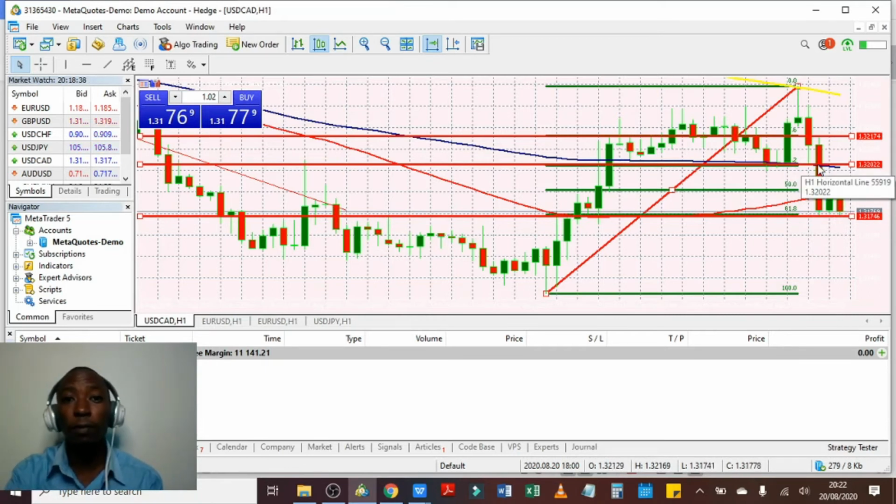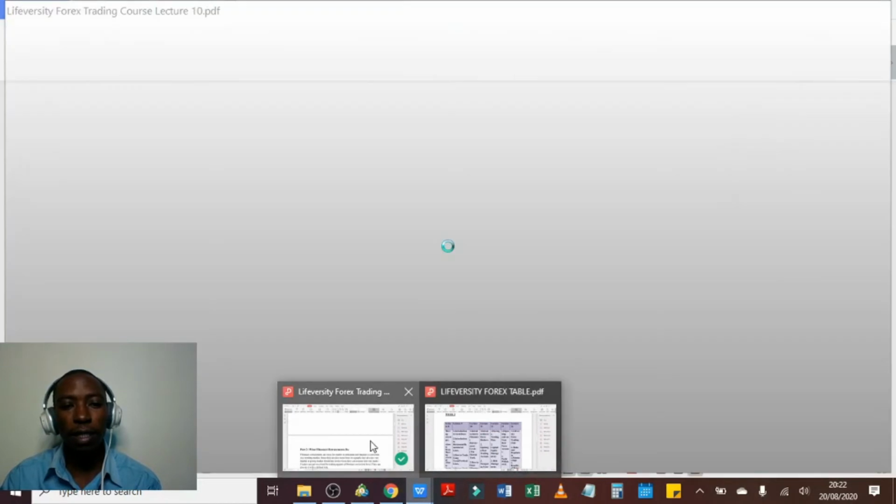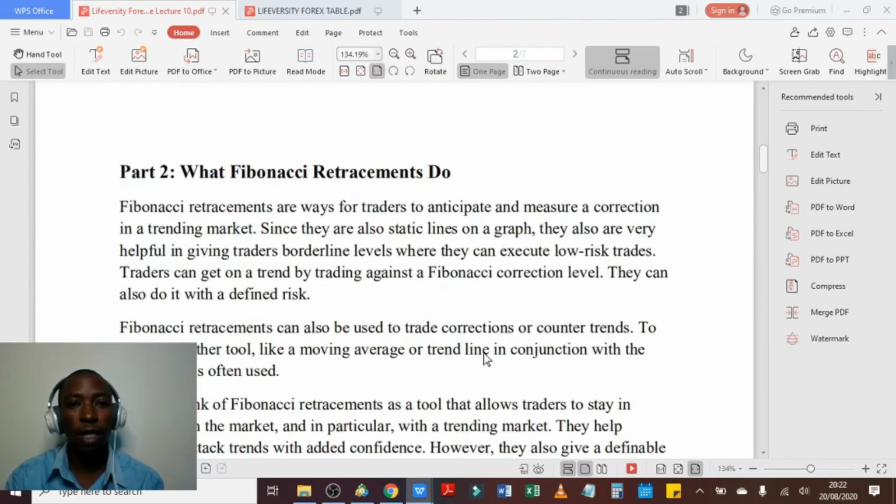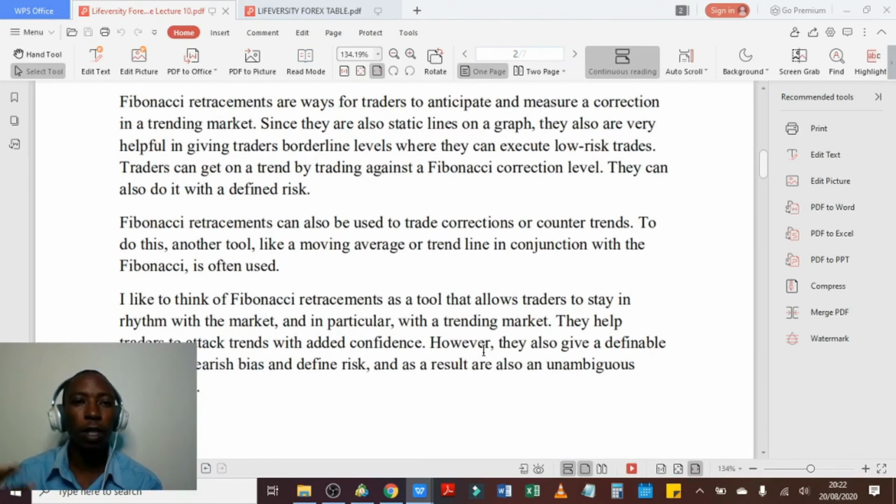That is how the Fibonacci tool works, and it's as simple as 1, 2, 3. Let's just go back to the lectures and see part 2, what Fibonacci retracements do. Fibonacci retracements are ways for traders to anticipate and measure a correction in a trading market. Since they are also static lines on a graph, they are also very helpful in giving traders borderline levels where they can execute low risk trades.